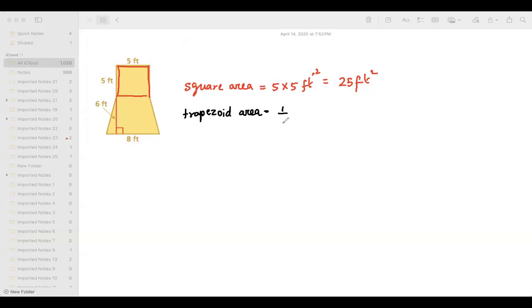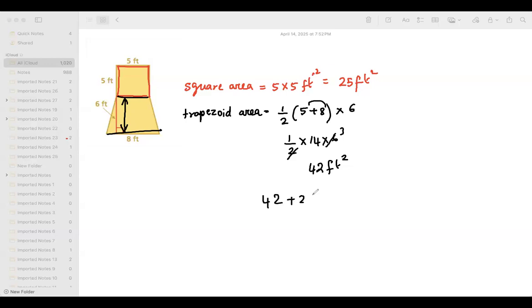Trapezoid area, how do you calculate? Half times base 1 plus base 2. This is base 1, this is base 2, and the height is this height, which is 6, right? Half times 14 times 6, which is 14 times 3, which is 42 feet square. Now total area is 42 plus 25, which is 67 feet square.